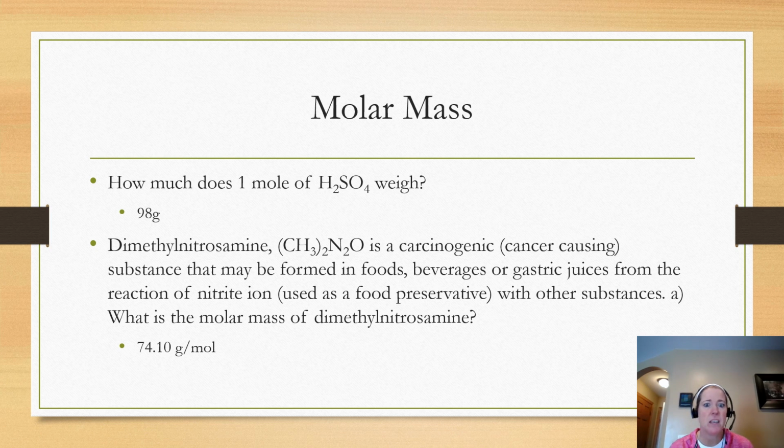The next one, dimethylnitrosamine, which is (CH3)2N2O, is a carcinogenic or cancer-causing compound that can be found in foods. The molar mass of that one is 74. So try practicing, seeing if you come up with 74, adding these things together. That one's a little bit more difficult.